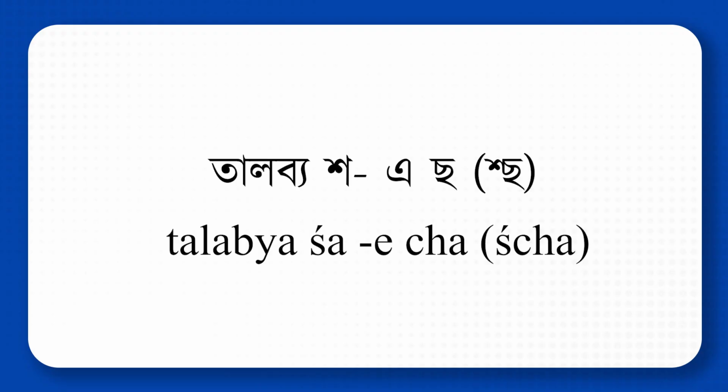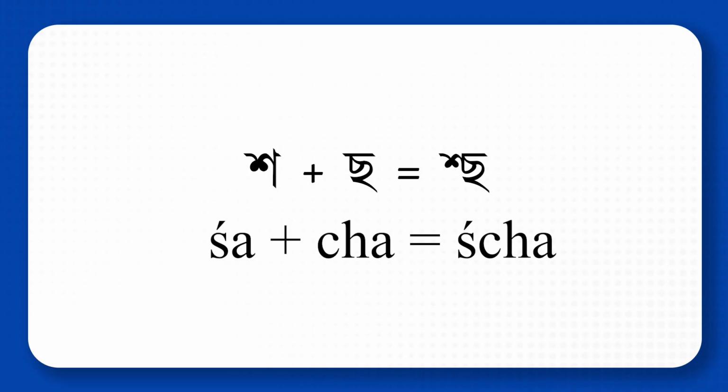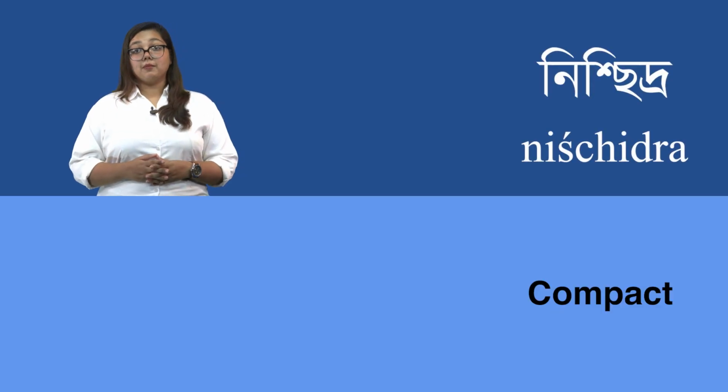The second consonant cluster is Talibo Shoy Choy. The inaugural consonant cluster comprises the sequence Talibo Sho and Cho. In this orthographic configuration, both Talibo Sho and Cho retain their forms. This particular conjunct is observable in lexemes such as Nishchitro, meaning compact.